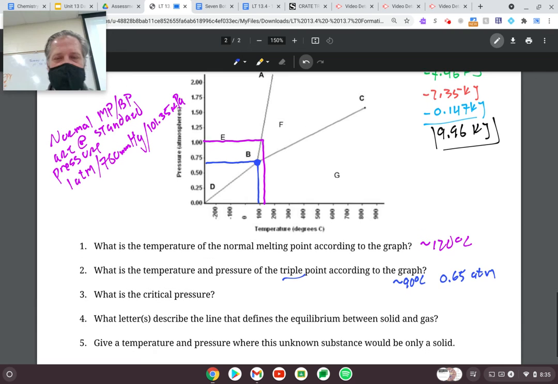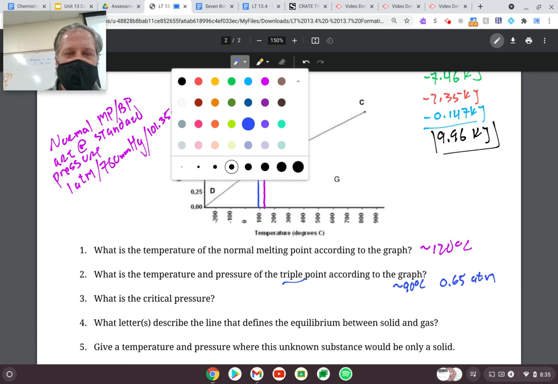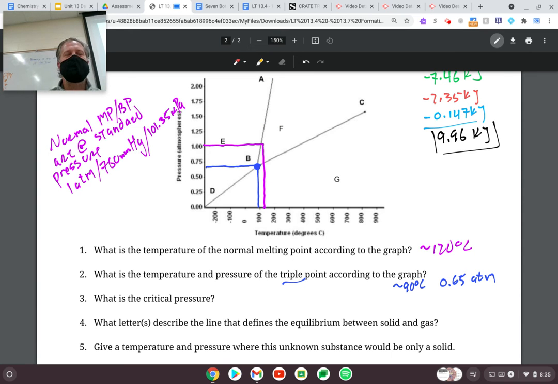And then what is the critical pressure? Okay. So you might recall that the critical pressure is the last point, or the last temperature, at which a liquid can exist. So this is my critical pressure or my critical point. And so my critical pressure, if I go all the way across here, looks like it's about 1.50 atm.